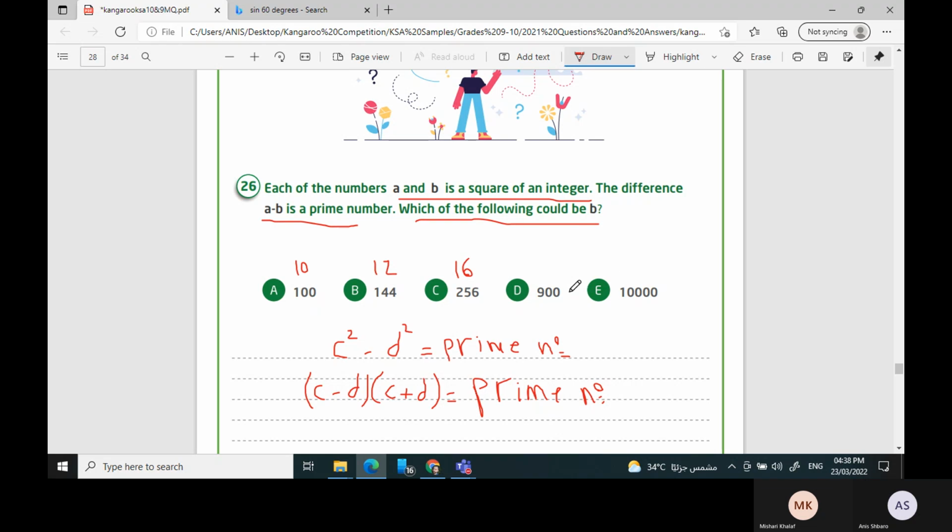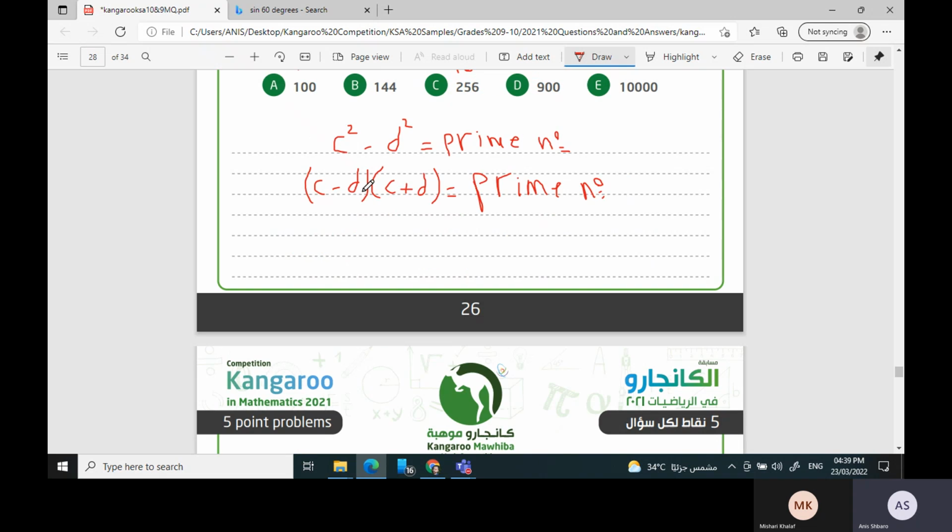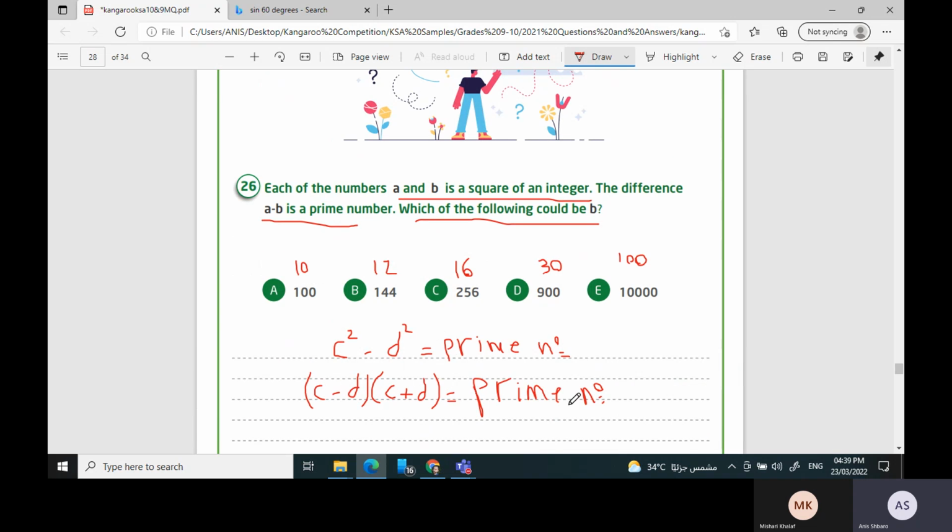The square root of 900: the square root of 9 is 3, and two zeros will be 10, so 30. 30 times 30 equals 900. And for the 10,000, four zeros, I'm going to take two zeros. Deal? These are the square roots of each number. So if one of them is okay for being B, of course the square root is okay for being D. And in order to get a prime number from multiplying two terms, of course there's a value for C, there's a value for D. If I replace D, for example, here, this D, for example, 10 or 100, 12 or 30, I will get a prime number.